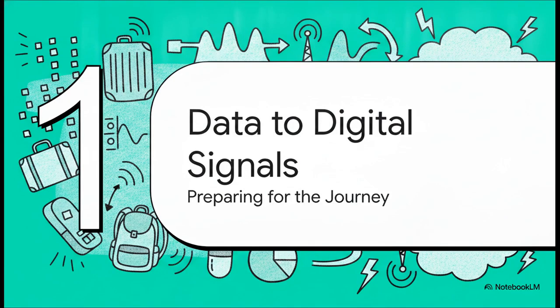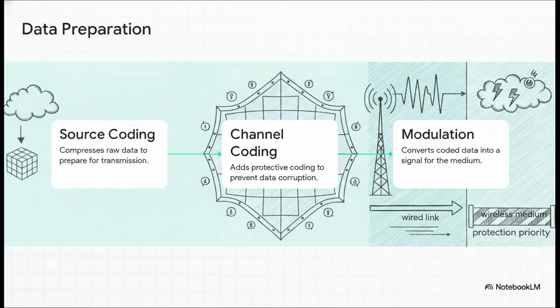Let's start with Section 1, Data to Digital Signals, Preparing for the Journey. Before our little data bit can even dream of traveling through the air, it has to be properly packed up and prepared for the specific medium it's about to enter. Engineers use a very precise 3-step sequence for this. First up is source coding, which compresses the raw information. Next, we have channel coding, which adds crucial protection to the data. And finally, modulation. This converts the coded data into a physical signal, like a continuous time waveform that can actually physically travel over the medium.